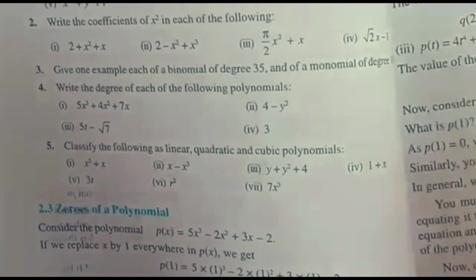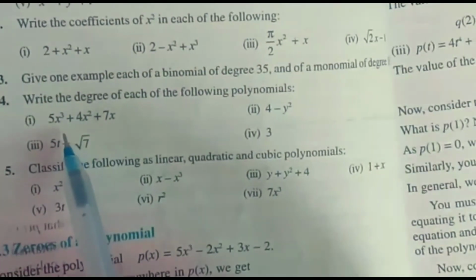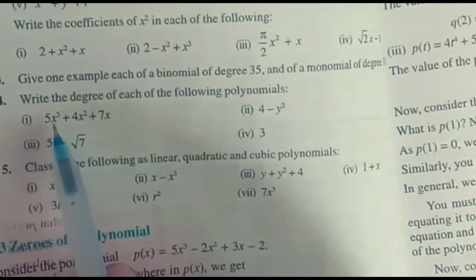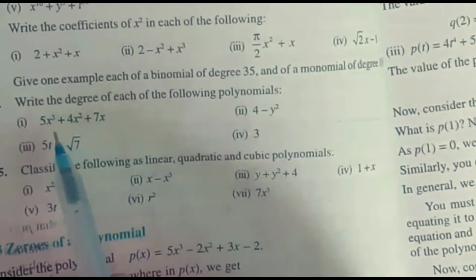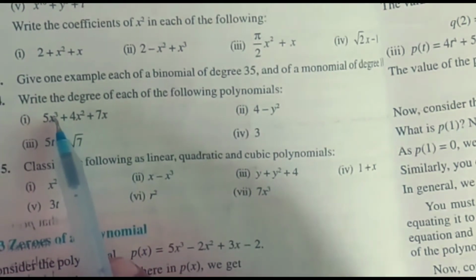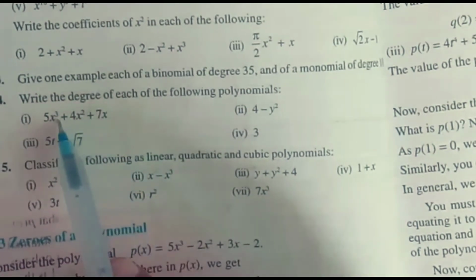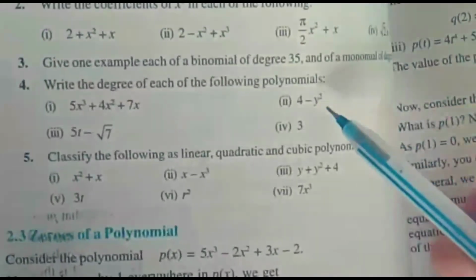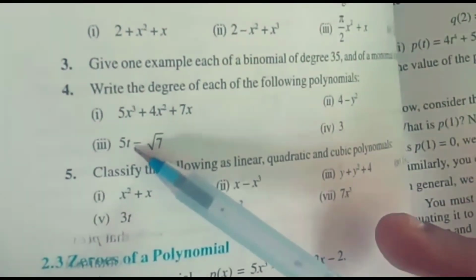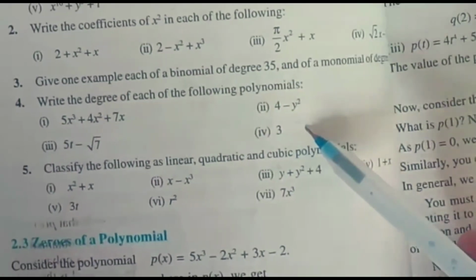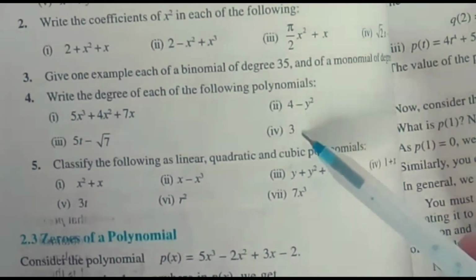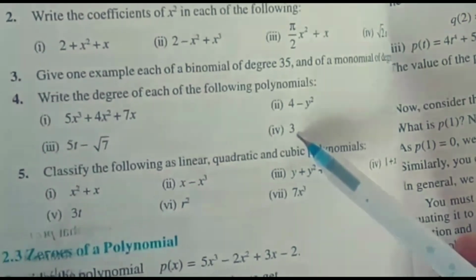Write the degree of each of the following. You can see here the highest degree is 3, right? 5x cube plus 4x square plus 7x. So the variable is x and the highest degree is 3. So here the degree of this polynomial will be 3. For this it will be 2. For this it will be 1. And here as no variable is there, the highest degree is 0. For 3, the highest degree is 0.